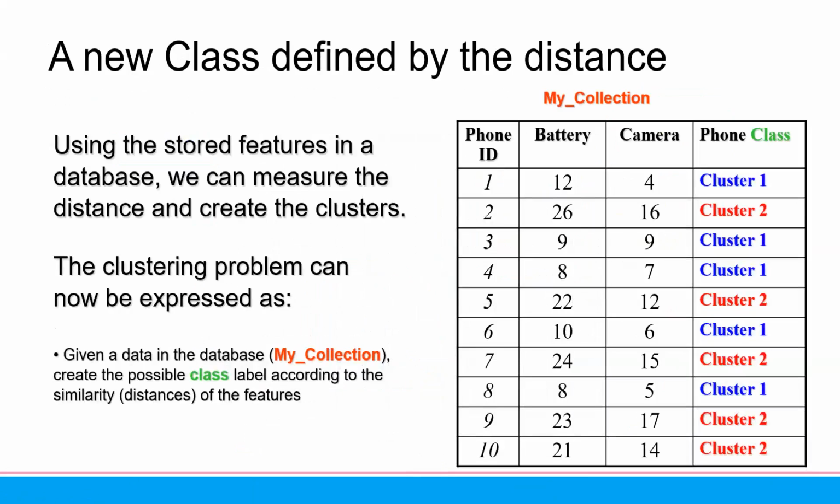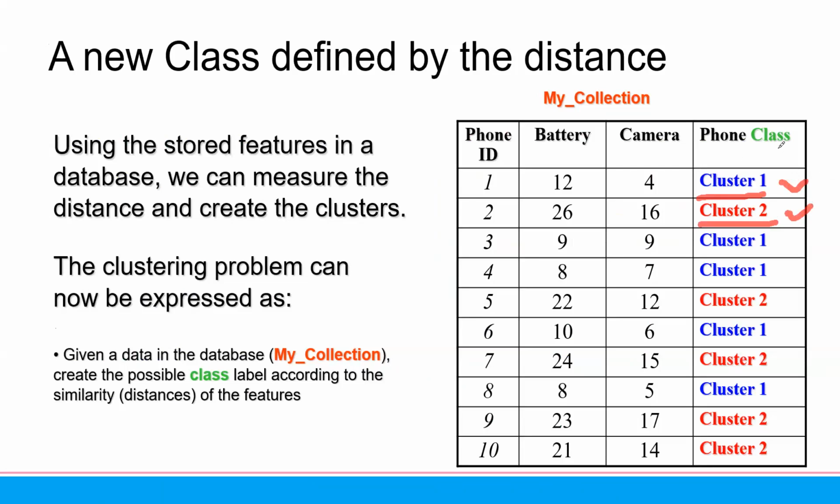So what does this label mean? It depends on your analysis. Maybe I can say that cluster 1 is the low class phone and cluster 2 is the high class phone. Or maybe I can say for cluster 1, we can sell the phone at a cheaper price, and for cluster 2, we can sell the phone at a high price. And so on.